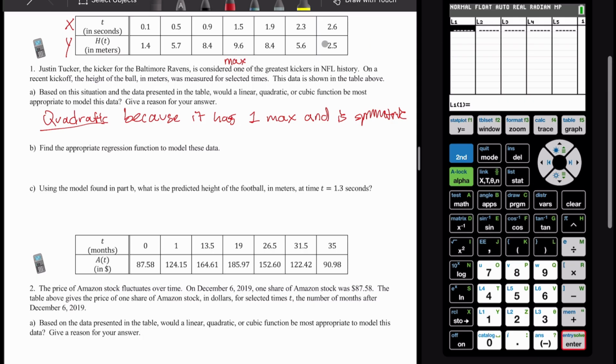So L1 is going to be all the X values. So we're going to go ahead and enter them. So the first one is 0.1. And then click enter, and then just keep doing that.